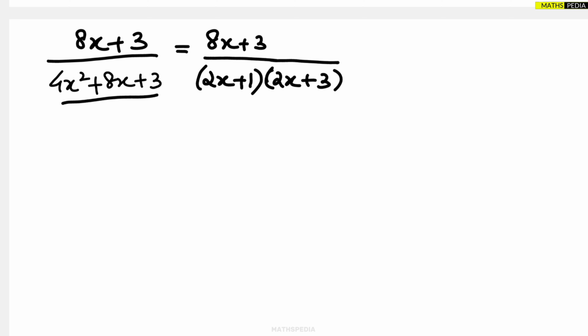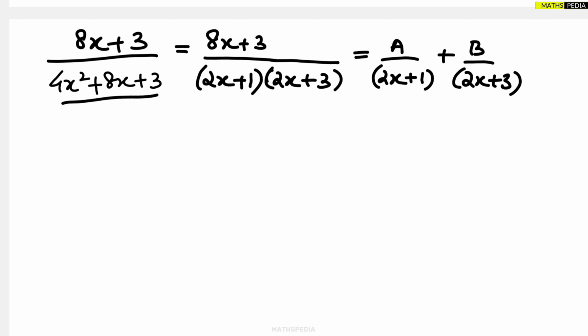Now this can be rewritten. We know the linear factors can be rewritten as what? Partial form. Resolve it into a by 2x plus 1 plus b by 2x plus 3, right? Now we can simplify this particular thing. How to take? You have to take the LCM. So what will happen? See, 8x plus 3.